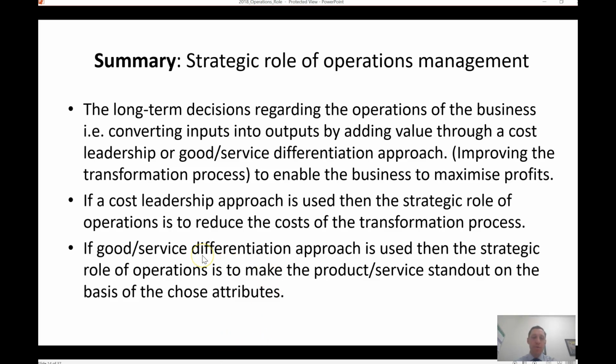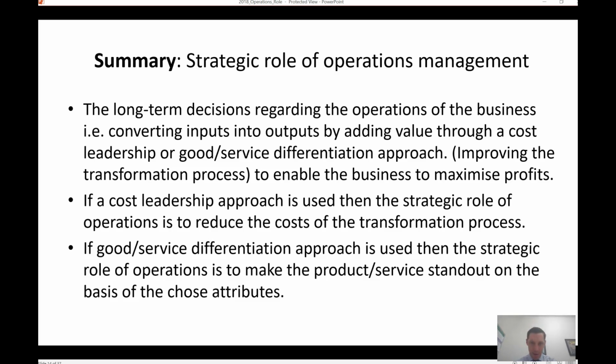Or the business might take a good service differentiation approach. Okay, this third point here. So a good service differentiation approach is used when the strategic role of operations, i.e. the long-term plan of the business, is to make the product or service stand out on the basis of the chosen attributes. So again, is Qantas looking to differentiate its business from Cathay Pacific, from Singapore Airlines, and therefore helping those attributes to achieve its objectives, or is it taking a cost leadership approach? So is it trying to be a cost leader, lowest costs, or a product that is profoundly different?